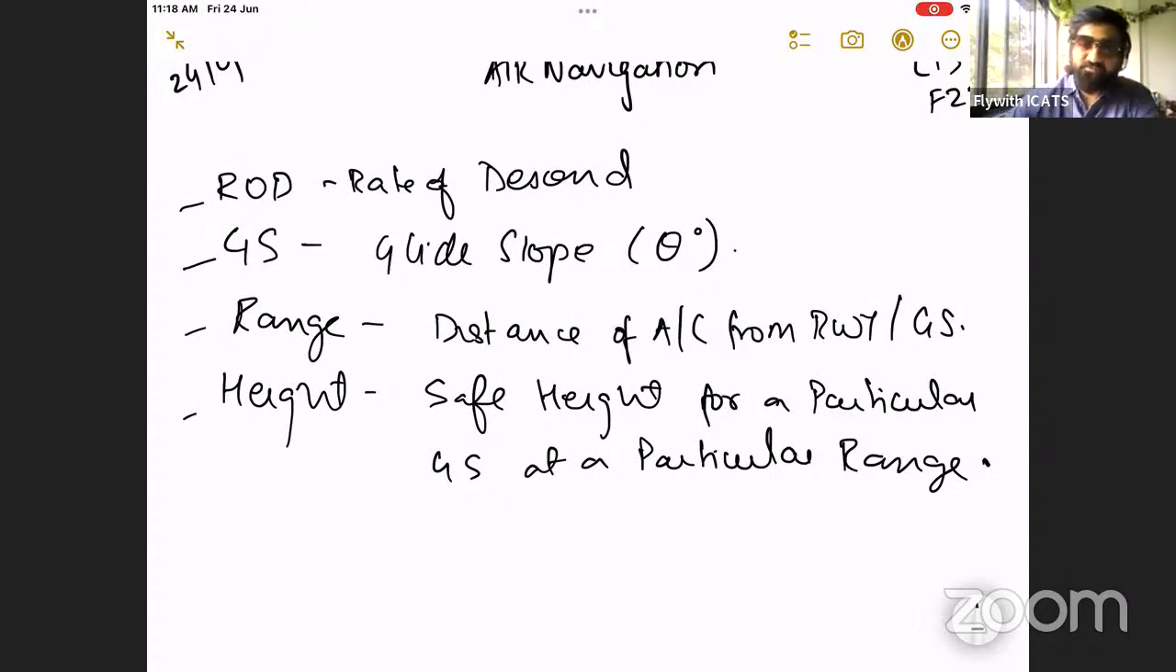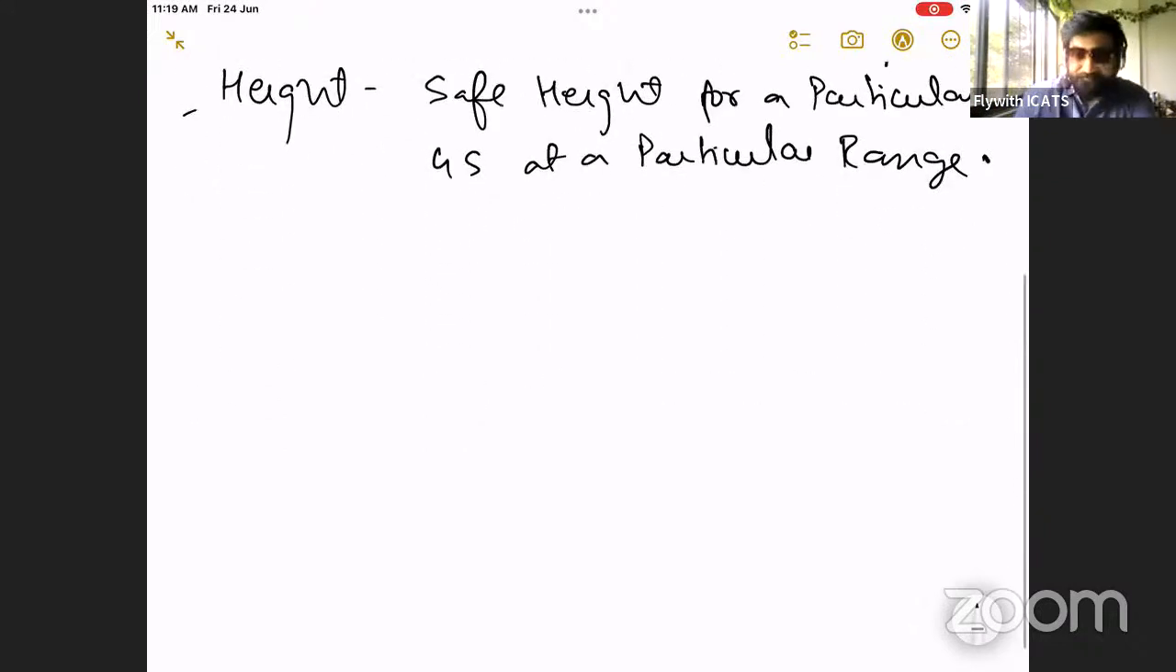So we might have to calculate glide slope. We might have to calculate rate of descent. We might have to calculate the distance of the aircraft from the runway, or the ground speed, glide slope, or the height, which means safe height for a particular glide slope at a particular range. The range we already know. In this case, the range would be the distance of the aircraft from the runway or the glide slope. Now, how does it look?